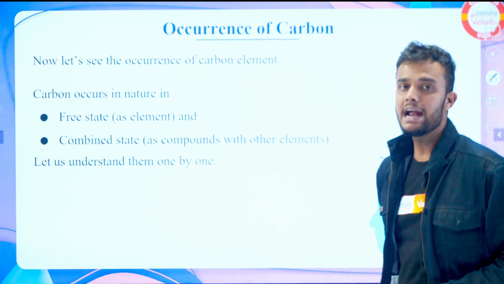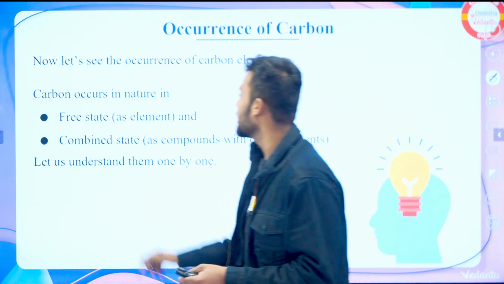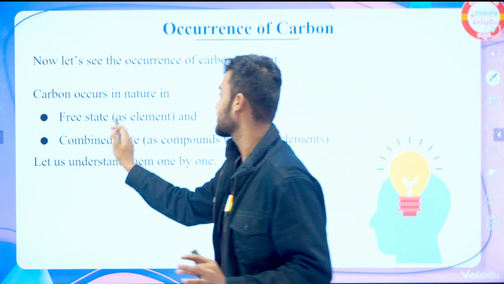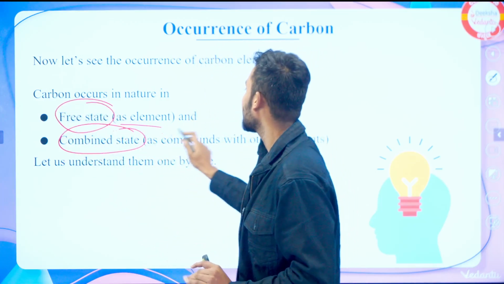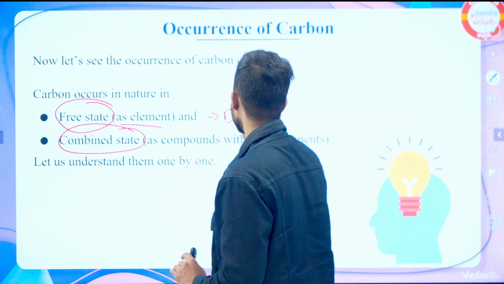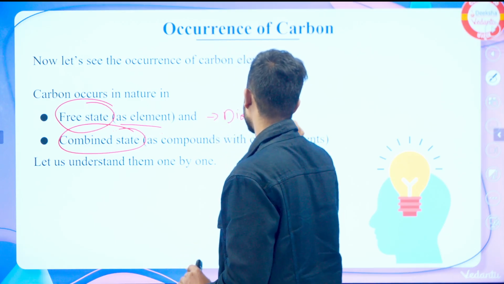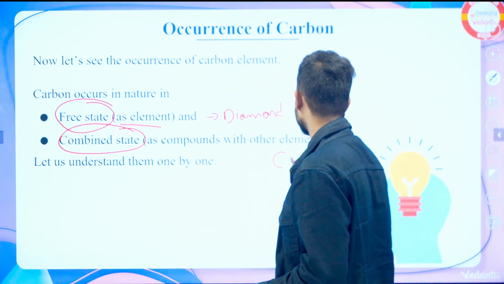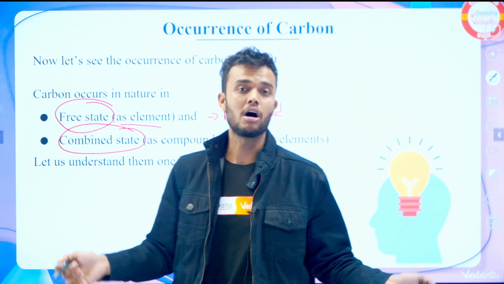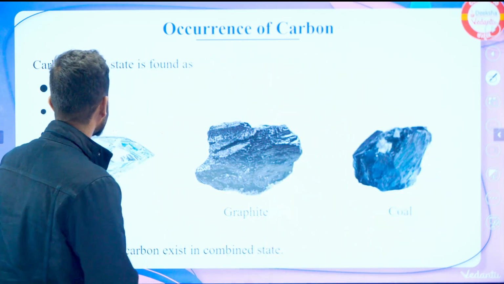This is about the introduction. In occurrence, carbon occurs in two states, okay? The first state is the free state and the second state is the combined state. Free state is nothing but as an element, like diamond, graphite and coal. These are all the elements. Combined state is nothing but gases like CO2, carbonates. Okay students, these are the examples.